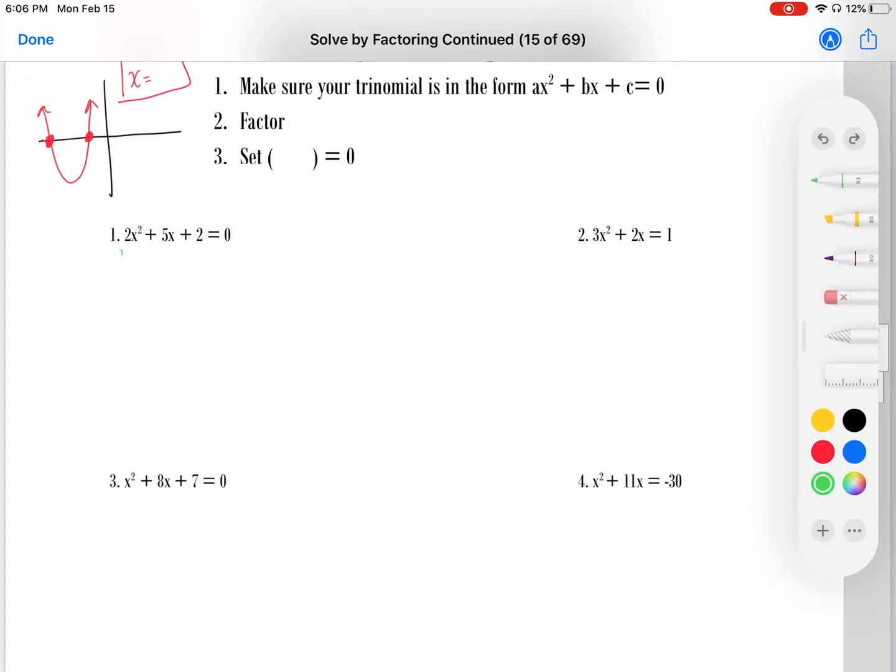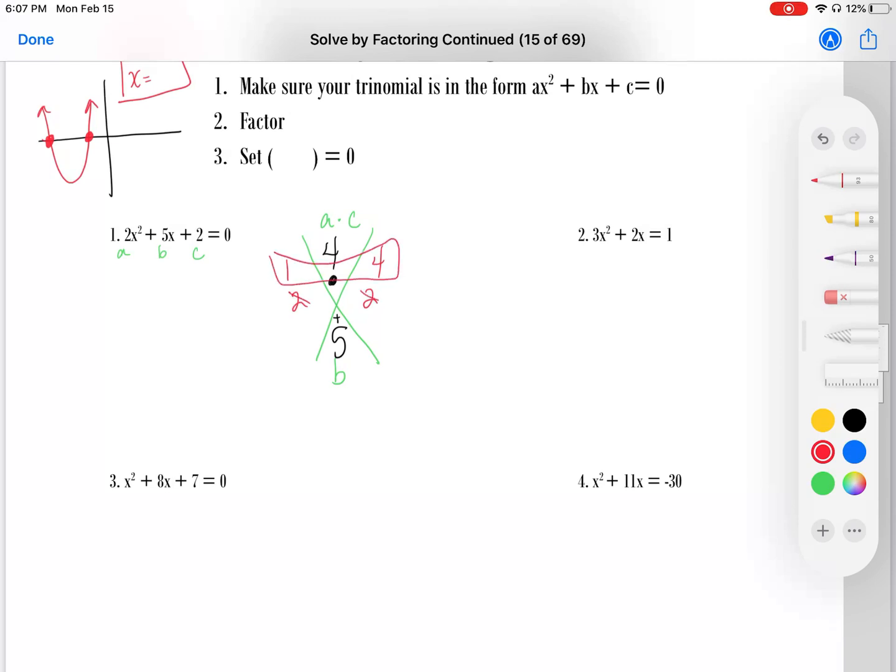The way that we factor is we label A, B, and C. To factor, you draw an X for your X puzzle. You do A times C on the top and B on the bottom. My A number times my C number is the number 4. My B on the bottom is the number 5. I need to figure out what multiplies to make a 4 and what adds to make a 5. What multiplies to make 4 is 1 times 4 and 2 times 2. Which of those factors add to make 5?